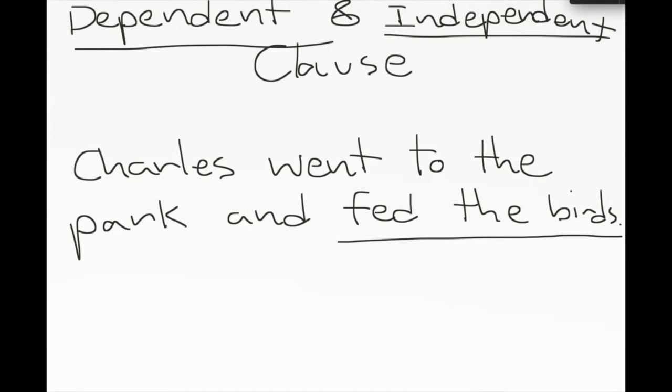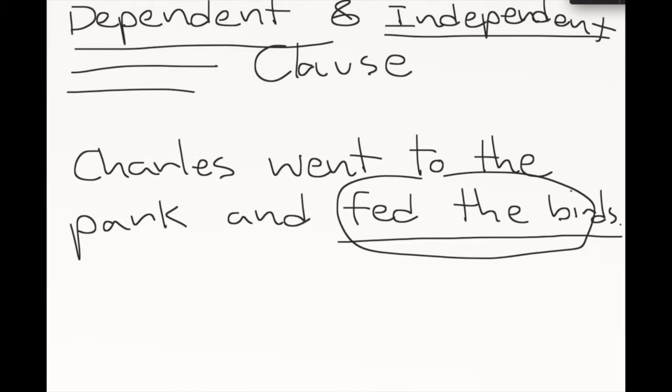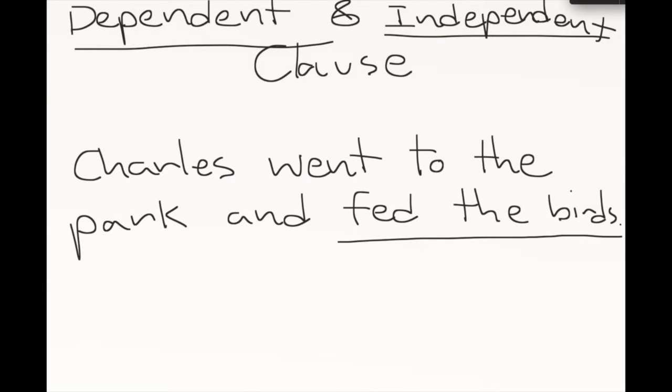So it's good English grammar, but you see that the side on the left, Charles went to the park, is an independent clause, which is a full sentence. And then on the right side of the conjunction, fed the birds is a dependent clause. It is not a full sentence.